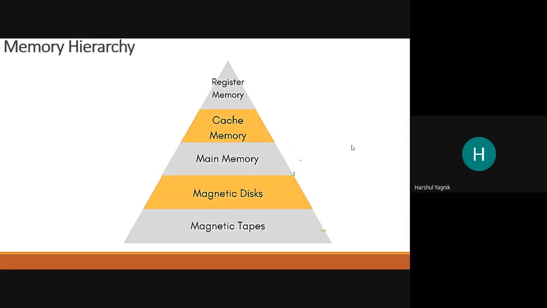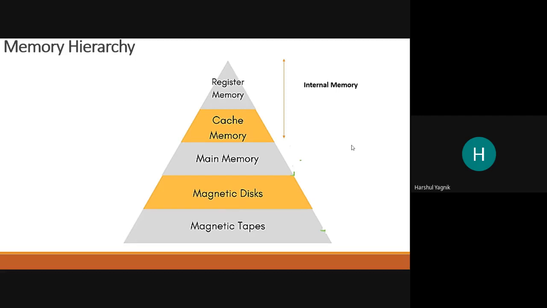Okay. So in the hierarchy we see magnetic tapes, magnetic disk, main memory, cache memory, and register memory. Register meaning registers which are on the chip of the CPU, the processor, right? Like for 8085, we have register A, register B, register C, register D. They are all registers, but they can also store the data. So that is also a category of memory, register memory.